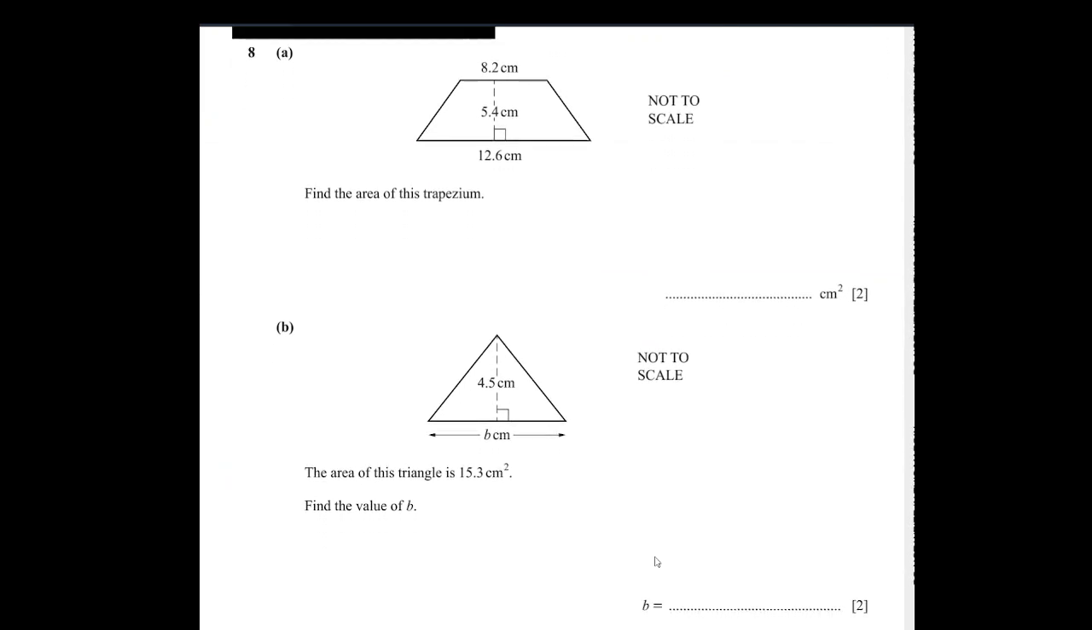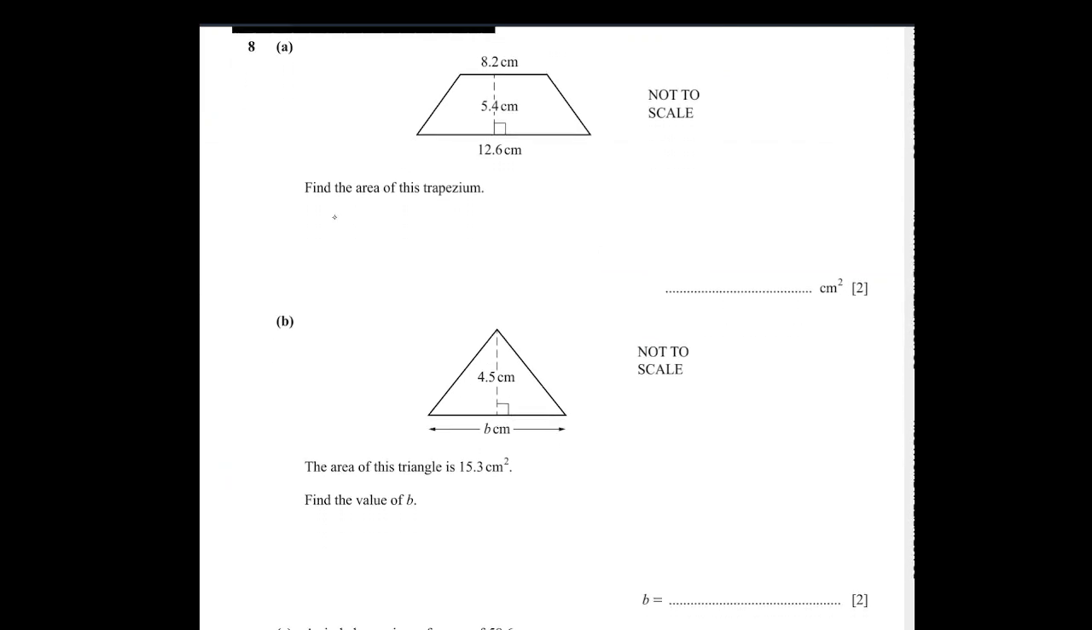Question number 8 now. Question number 8a. Find the area of this trapezium. So in trapezium the two parallel sides are needed and the height is needed, which is already given here. Use that to find the area of trapezium. Area is equal to half into height into a plus b, they are parallel sides, so half into 5.4 multiplied by 8.2 plus 12.6. Put this in calculator.